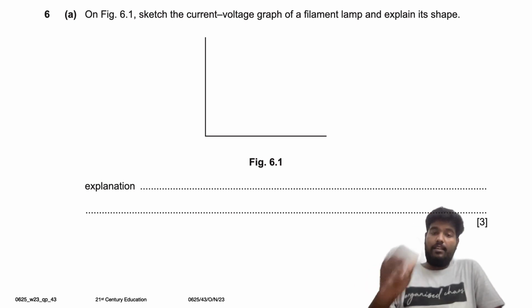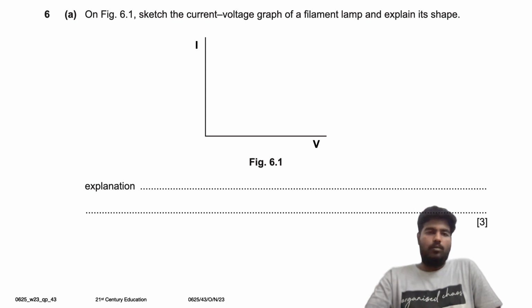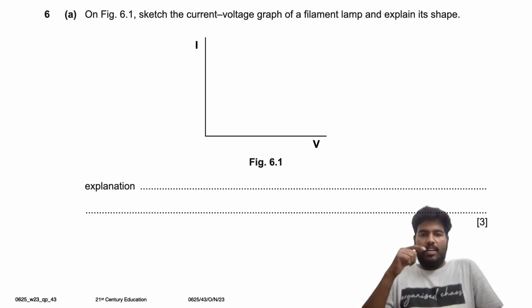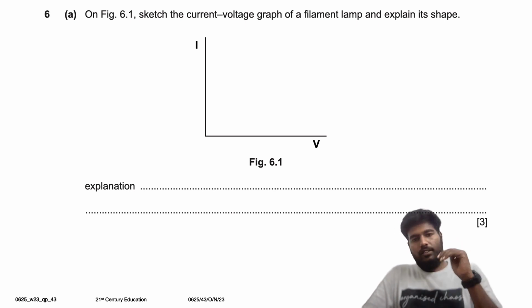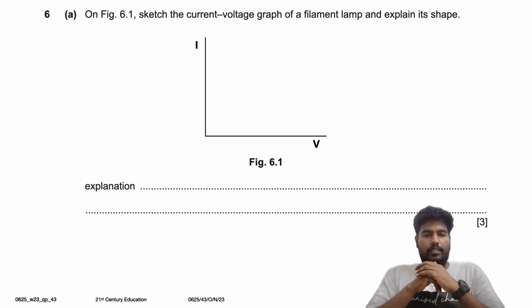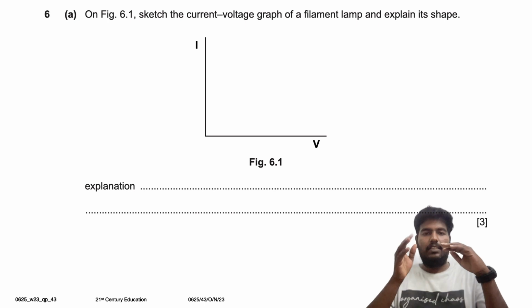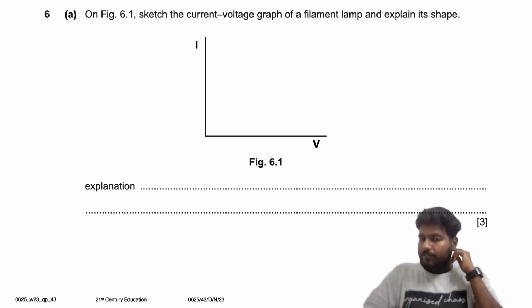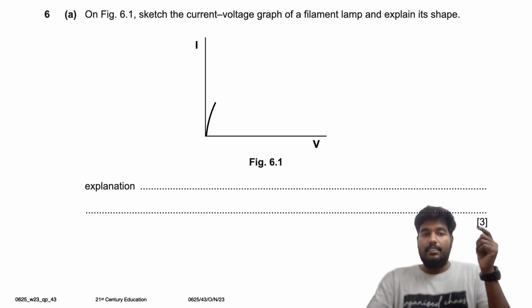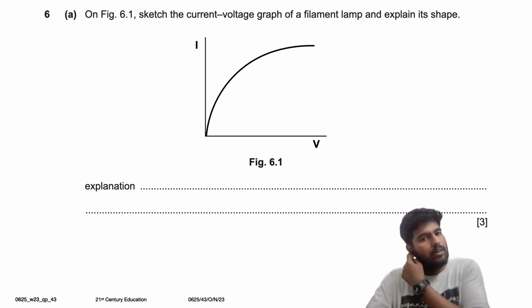Let's label the axes. You can label either I on the y axis or V on the x axis. In general, this is called an IV curve. Let's put I on the y-axis and V on the x-axis. So what happens in the filament lamp? As you increase the voltage, we know V equals I into R. Resistance will also increase because more current flows, so the temperature will increase. If the temperature increases, the resistance will increase. So this is how the graph will look.